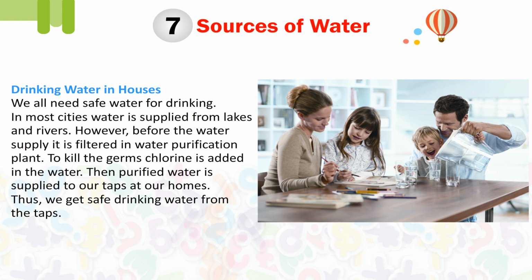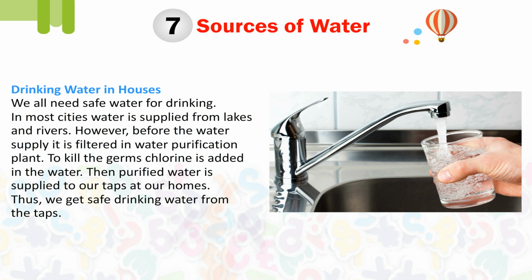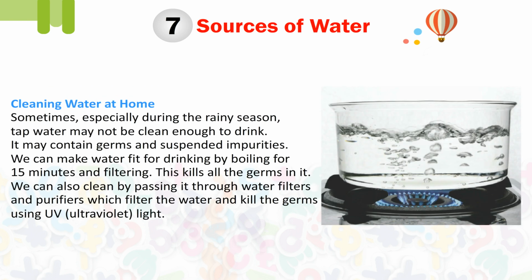Drinking water in the house. We all need safe water for drinking. In most cities, water is supplied from lakes and rivers. However, before the water is supplied, it is filtered in a water purification plant. To kill the germs, chlorine is added to the water. Then purified water is supplied to the taps at our homes. Thus we get safe drinking water from the taps.